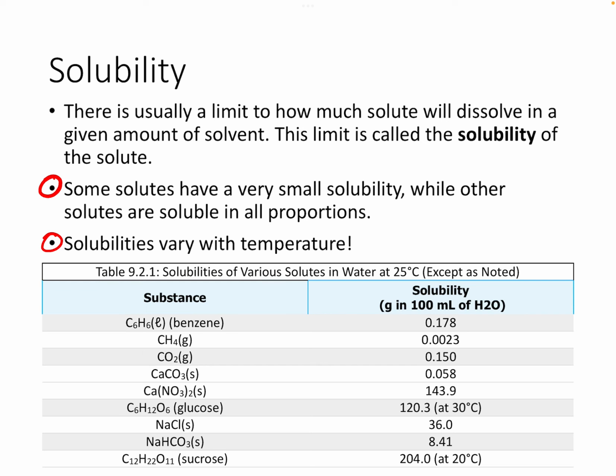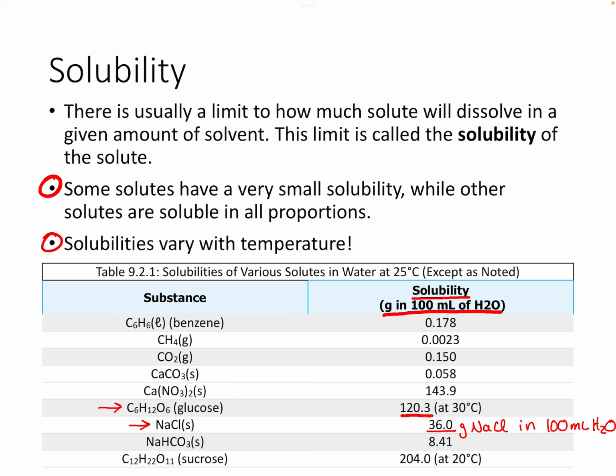So looking down below, we have a list of solubility values. And the units for this are grams in 100 milliliters of water. So, for example, sodium chloride, we said was soluble in water. So we can dissolve 36 grams of NaCl in 100 milliliters of water. But if we try to add more sodium chloride to that 100 milliliters of water, it's probably not going to dissolve anymore. So we might just see some leftover sodium chloride sitting at the bottom. Now, sugar is also soluble in water, so we can dissolve 120 grams of sugar in 100 milliliters of water.